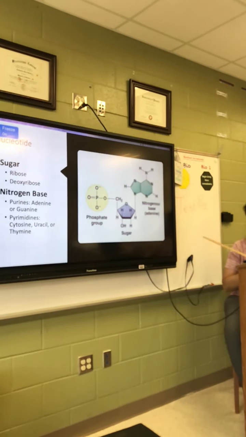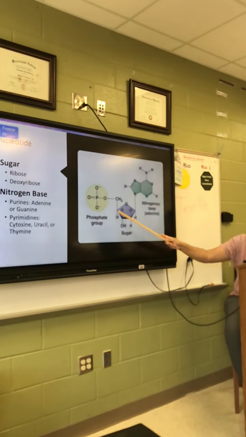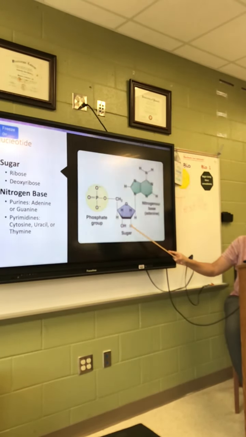What do you think deoxyribose means? Not no oxygen, but less oxygen. That was a good guess. It means less oxygen. So the sugar deoxyribose has 1 less oxygen than ribose. So ribose has 3 oxygens and deoxyribose only has 2. So this sugar right here would be a deoxyribose because there should be another oxygen right here, okay?